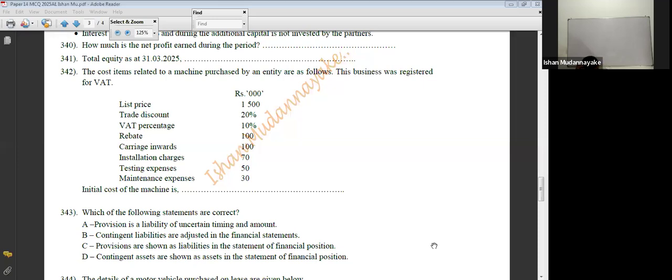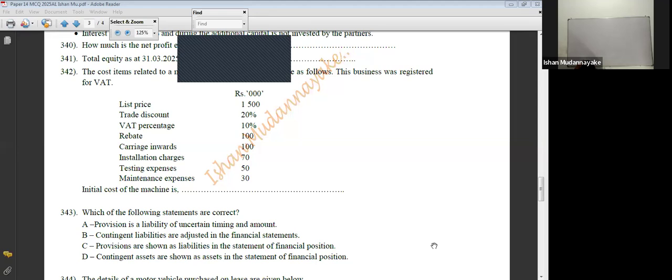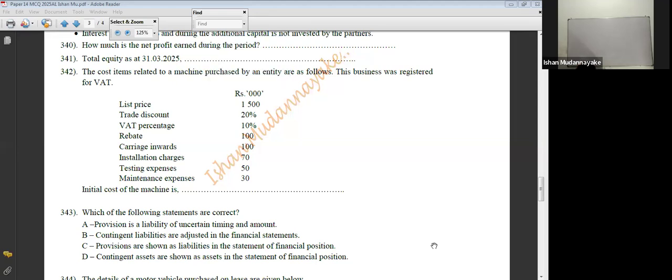How to get the answer of this question? The cost items related to the machine purchased by an entity are as follows. The business was registered for VAT. What is the initial cost of the machine? 1,270,000, right? Okay, Amani, we'll calculate.